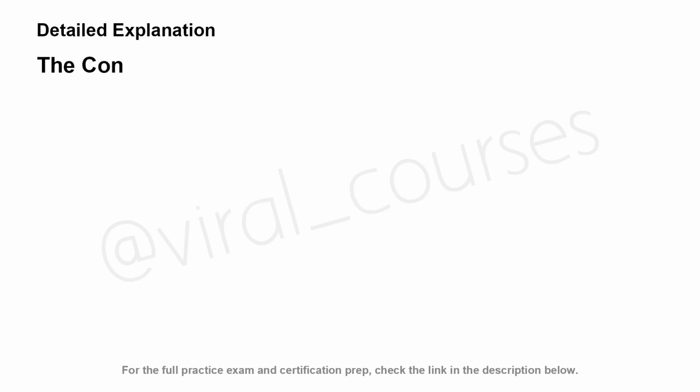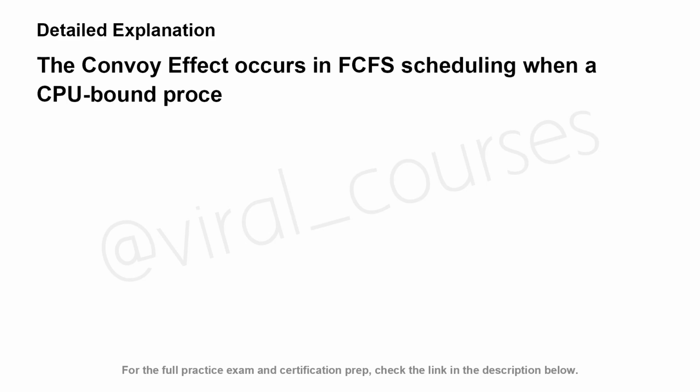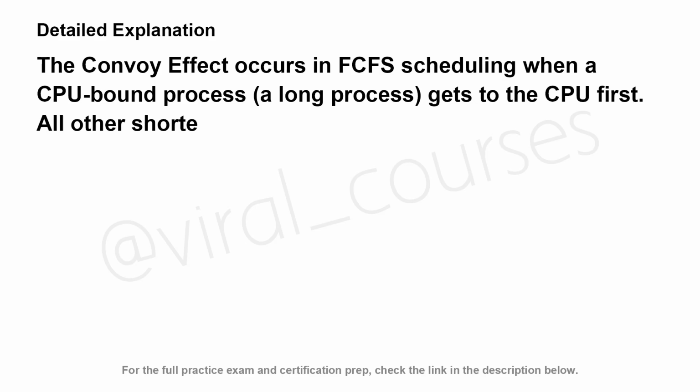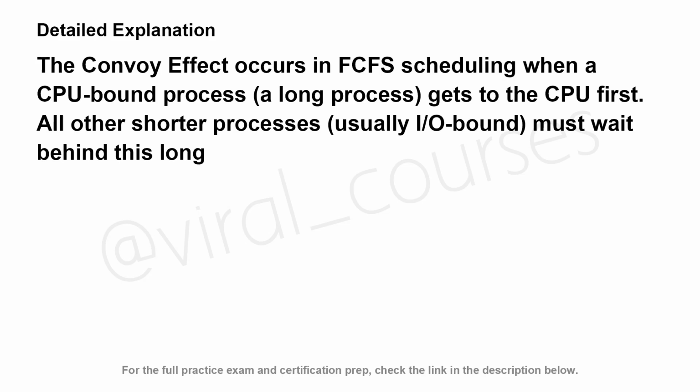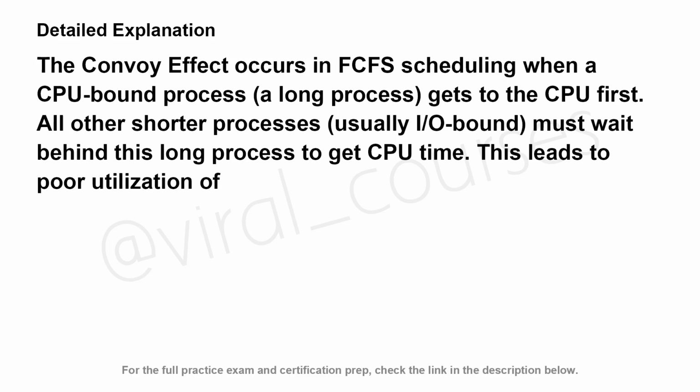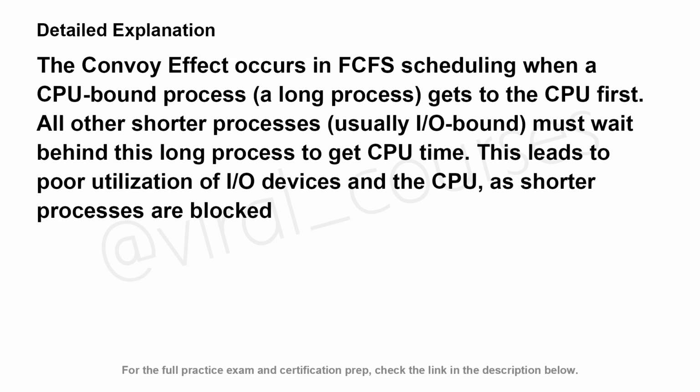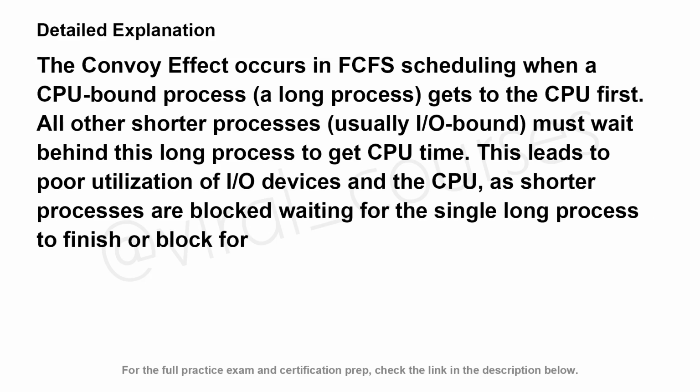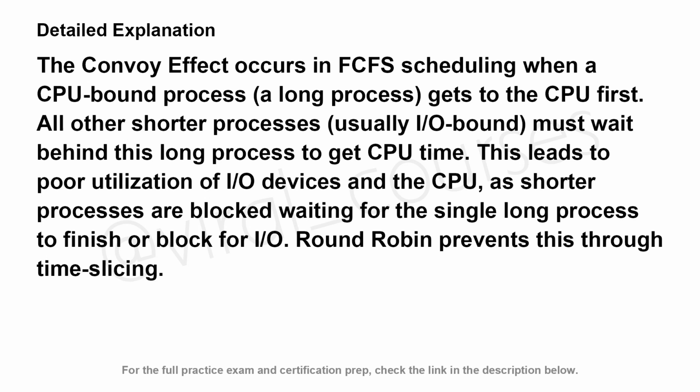The convoy effect occurs in FCFS scheduling when a CPU-bound process, a long process, gets to the CPU first. All other shorter processes, usually I/O bound, must wait behind this long process to get CPU time. This leads to poor utilization of I/O devices and the CPU, as shorter processes are blocked waiting for the single long process to finish or block for I/O. Round robin prevents this through time slicing.